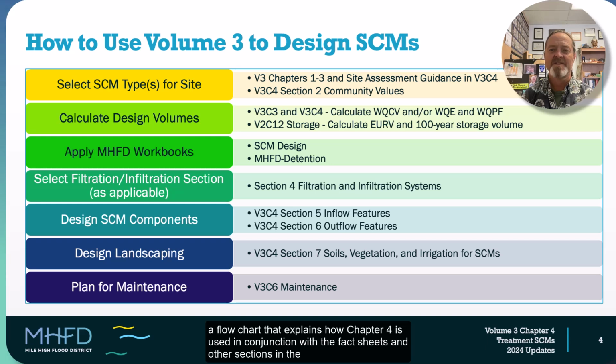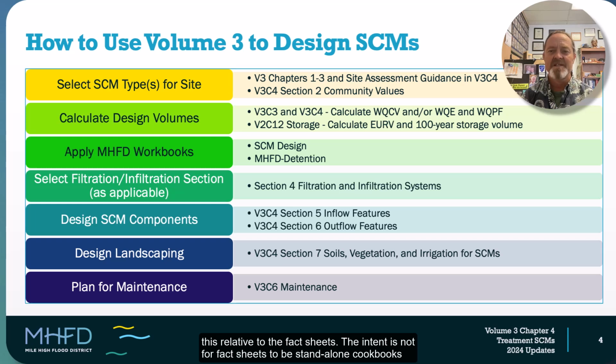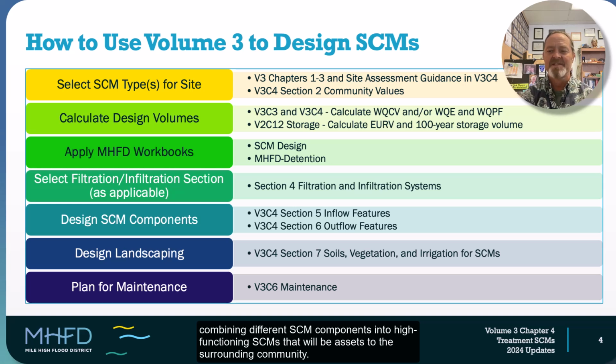This is a flowchart that explains how Chapter 4 is used in conjunction with the fact sheets and other sections in the Mile High Flood District's manual to design stormwater control measures. We covered this in the first webinar related to the front section of Chapter 4, but I've included it again here because it really is important to understand this relative to the fact sheets. The intent is not for fact sheets to be standalone cookbooks for SCM design. The fact sheets must be used in conjunction with other sections of Chapter 4 and other chapters in the Urban Storm Drainage Criteria Manual. This allows stormwater designers flexibility in combining different SCM components into high-functioning SCMs that will be assets to the surrounding community.